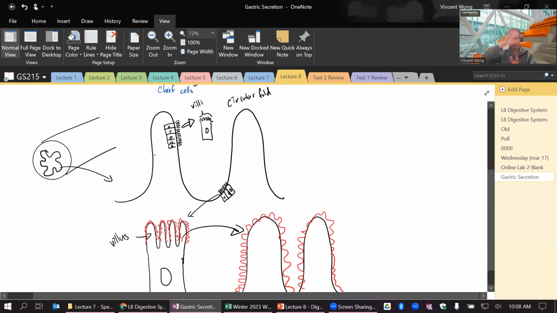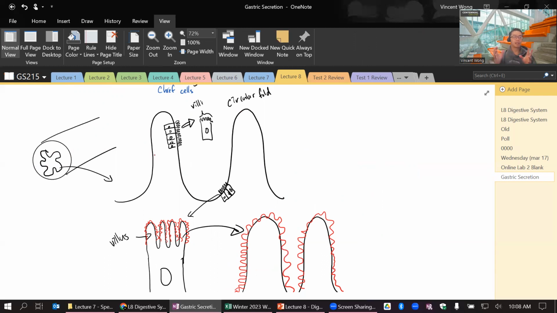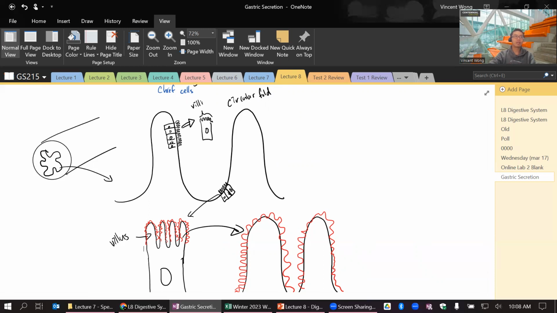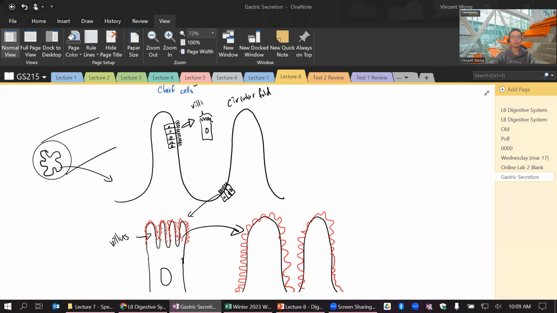So collectively, the circular folds, the villi, and the microvilli help increase the surface area substantially. Without them, the total surface area of your small intestine would be about 400 square feet. But with all these extra foldings, it's as big as 2,200 square feet. So this substantially increases the surface area available for reactions to occur, for absorption to occur.